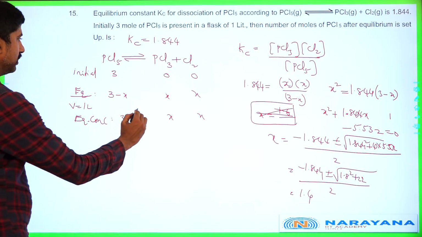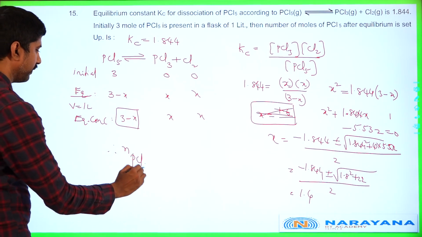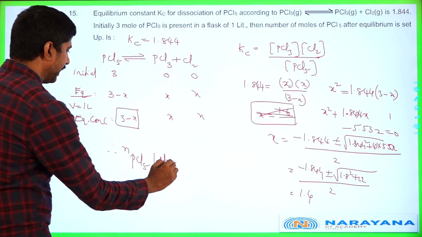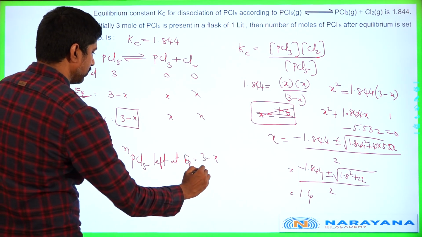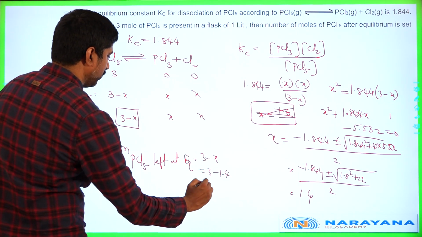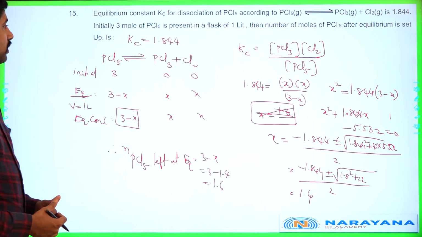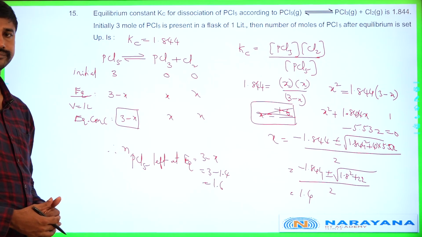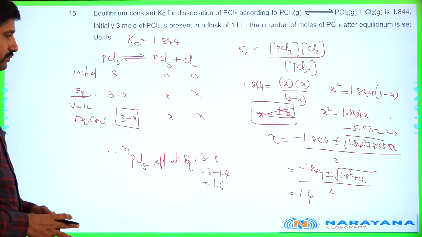And what is the quantity of PCl5 left then? The number of moles of PCl5 left at equilibrium will be 3 minus x, so 3 minus 1.4, which is 1.6. So this is question number 15. Chemical equilibrium, Kp calculations, Kc.